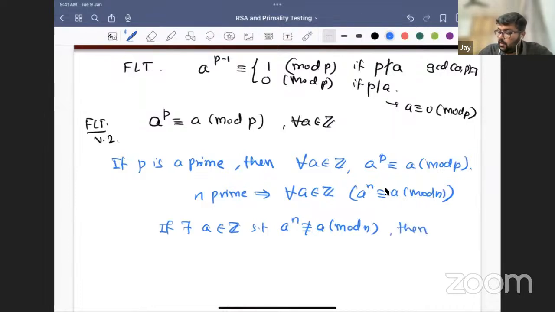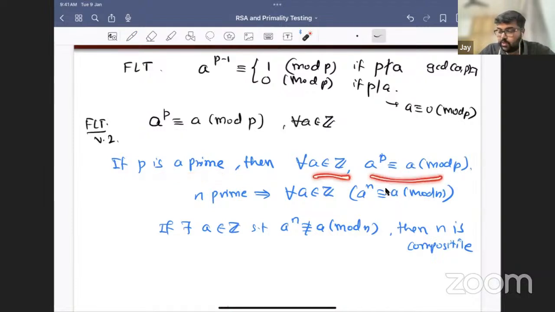Then n is composite. Right? This is not if and only if. So note this, there's only one side. If p is a prime, then given any integer a, a power p is congruent to a mod p. If I take a equals 2, and 2 power n is congruent to 2 mod n, I cannot conclude that n is prime. It does not say that. If it is prime, then this is true for every integer.